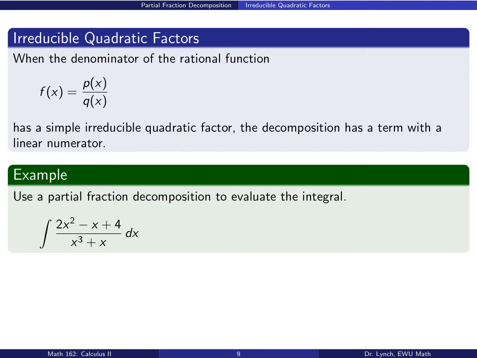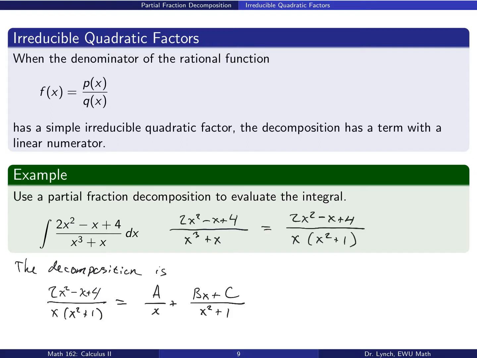Let's find an antiderivative of 2x squared minus x plus 4 divided by the quantity x cubed plus x. We'll start by factoring the integrand and then writing down its partial fraction decomposition. So here is the factored form of the integrand, 2x squared minus x plus 4 divided by x times the quantity x squared plus 1. Of course, corresponding to our simple linear factor is a term of the form a over x, and corresponding to our irreducible quadratic factor is a term of the form bx plus c over x squared plus 1.